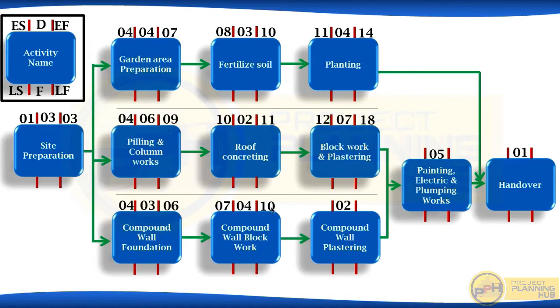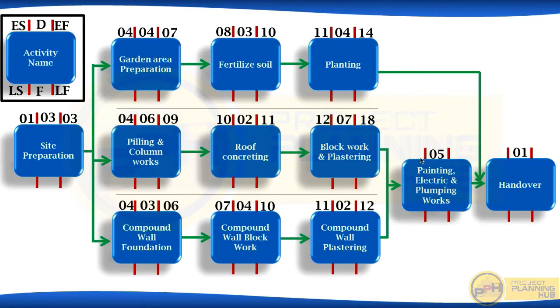If block work finishes on 10th, next day compound wall plastering will start, right? So 11th compound wall plastering will start. Now finish date 11 plus 2 minus 1, 12th. Okay. Now block works and plastering, compound wall plastering. After finishing these two works only, painting, electrical, plumbing works will start.